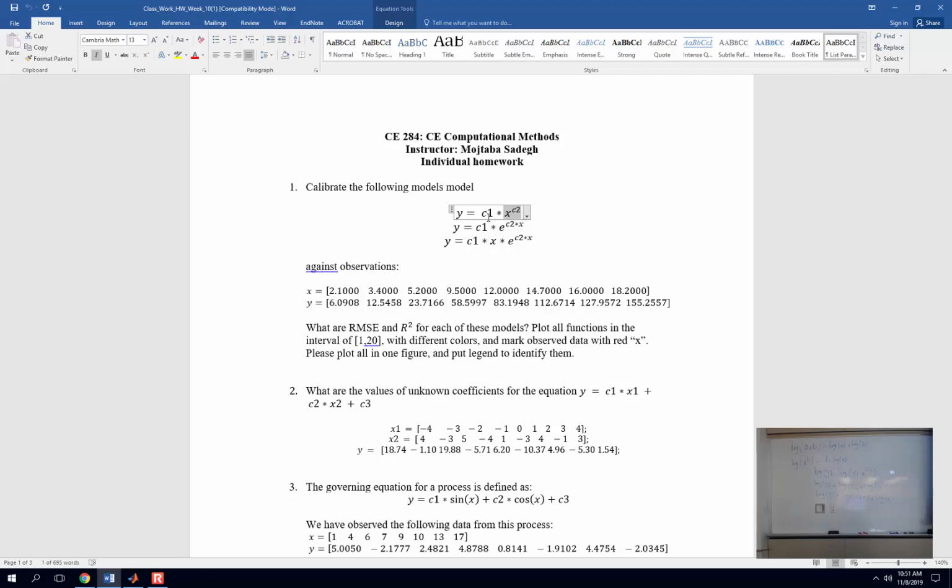So now tell me, when I do A backslash B, the first element is D. The second element is C2, right? Because I'm solving this equation, D plus C2 times log of x. So the first element that I get is D. The second element that I get is C2.